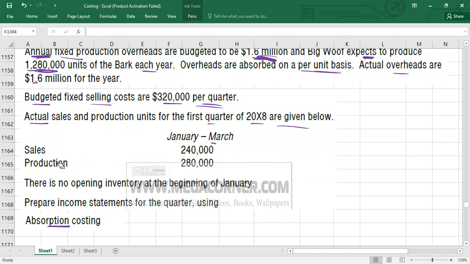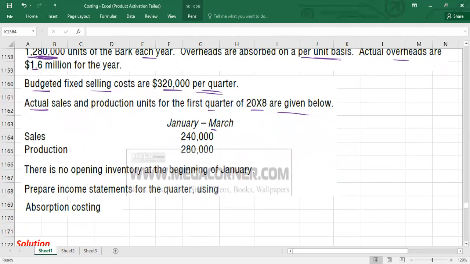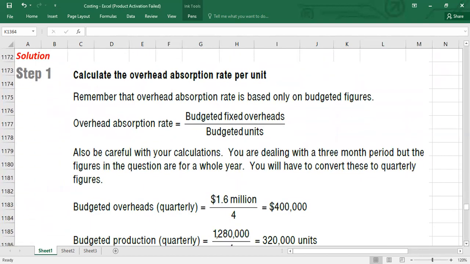So let's do it step by step. It's easy, don't you worry. So here we go, guys. This is how you can find the answer. Step number one: we calculate the overhead absorption rate per unit. And don't forget, we are talking here only about fixed overhead cost. Okay, fixed overhead. So we are going to calculate the overhead recovery rate for the fixed overhead.